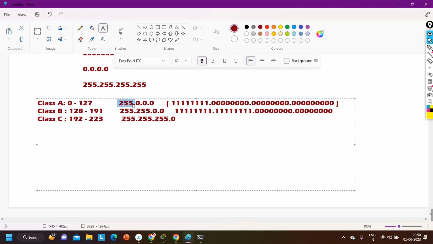So by default, for class A, we have 8 network bits, 255.0.0.0. For class B, 255.255.0.0. And for class C, 255.255.255.0.